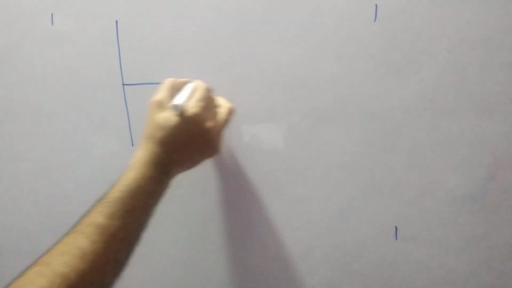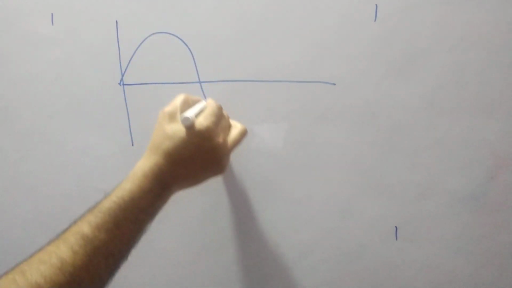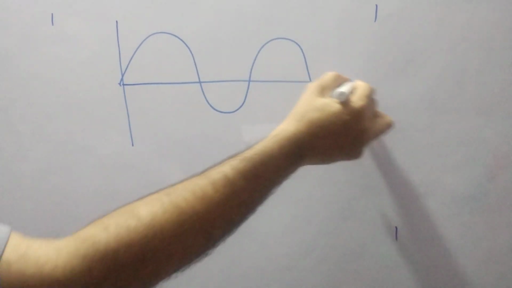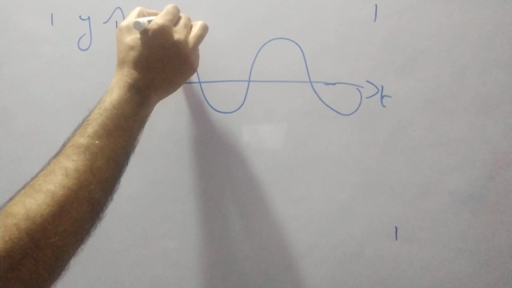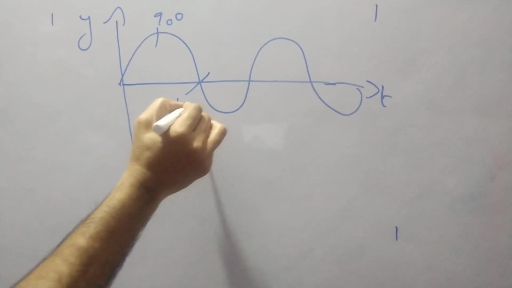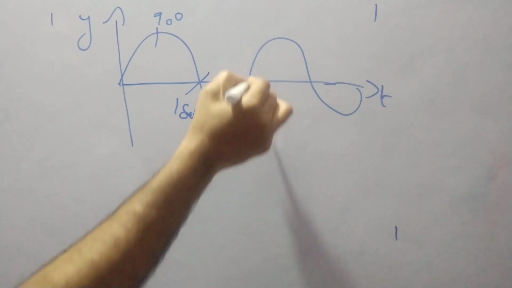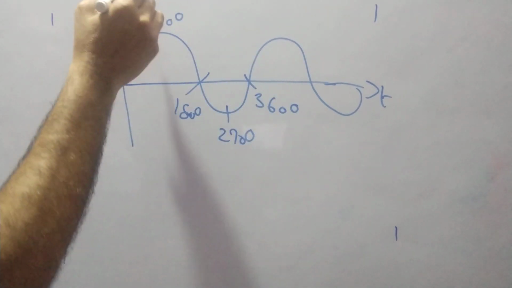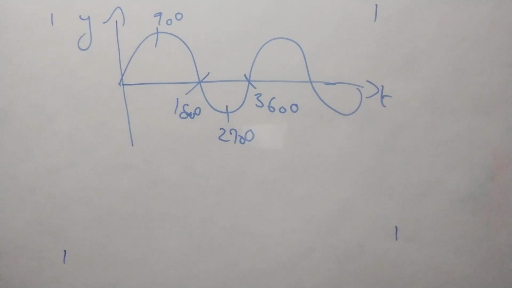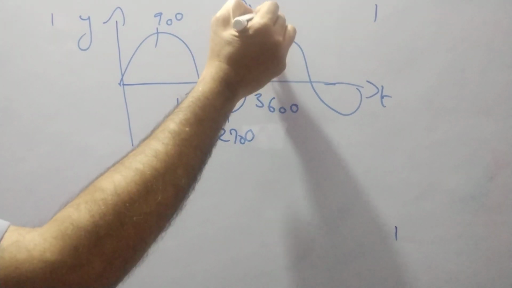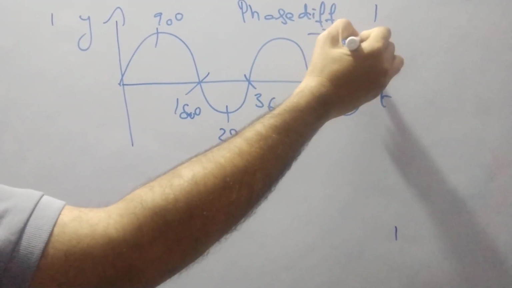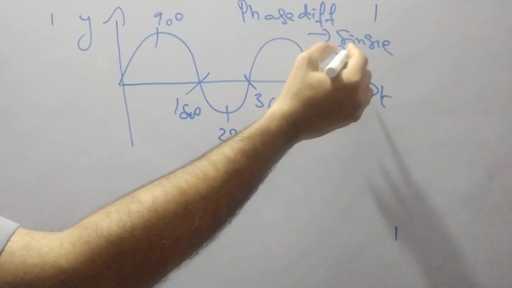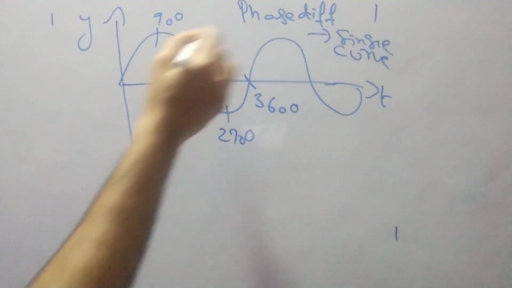Now we'll see this one. A wave is like this. This is y, this is t, the time axis. So this is 90 degrees now. This one is 180. This 270, 360. Now I am defining the phase difference for a single curve. Single curve I am taking and defining the phase difference.